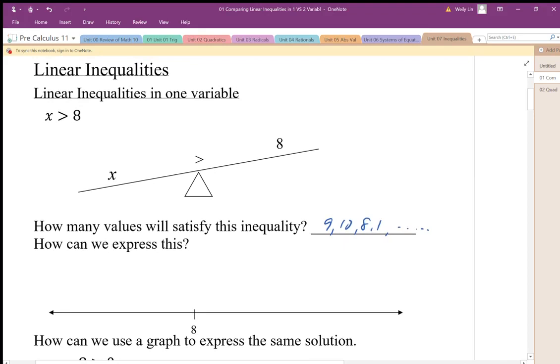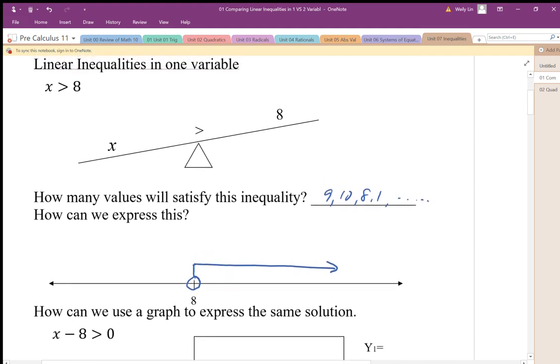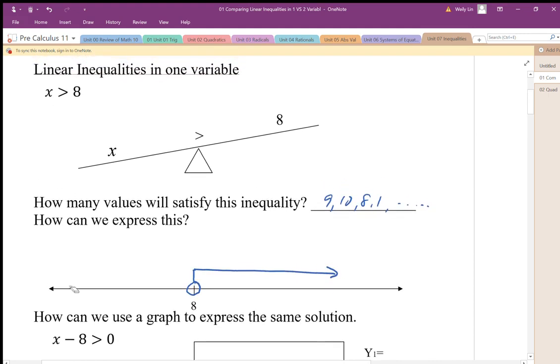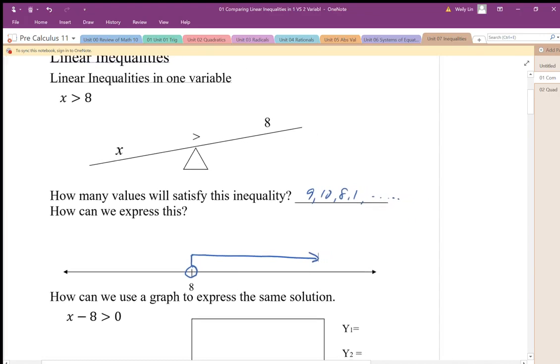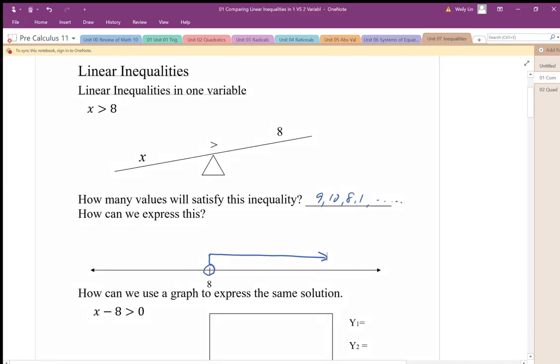To show this, we can't just list out every single number because there are infinite numbers. So the way we do this is we show it on a number line. We show that we want 8, but it's not including 8, so we show it with an open circle, and then we just show it as an arrow on the number line. All the numbers on this side of 8 will satisfy this inequality. It's a one variable inequality, so we show it in one dimension along a line. The solution is one dimensional.